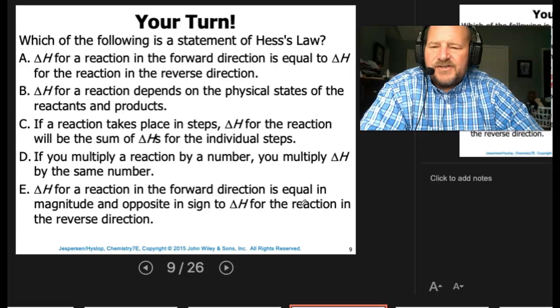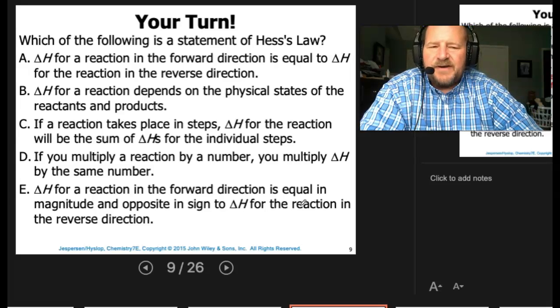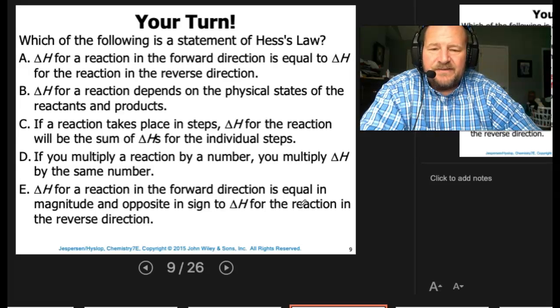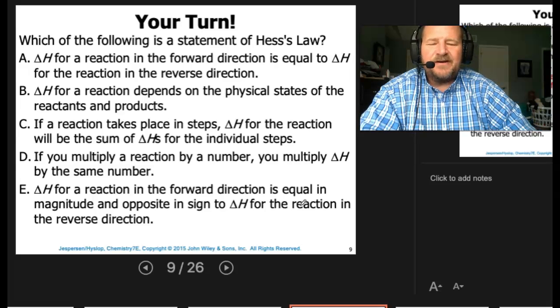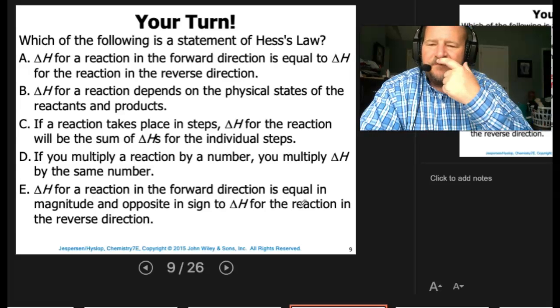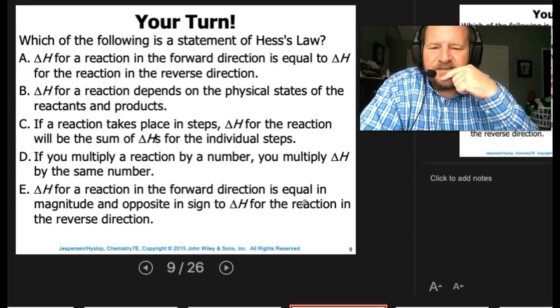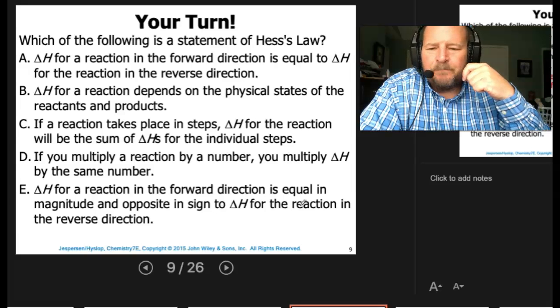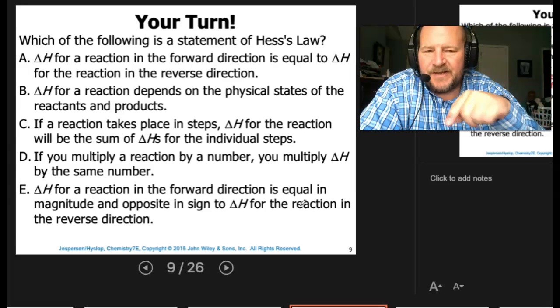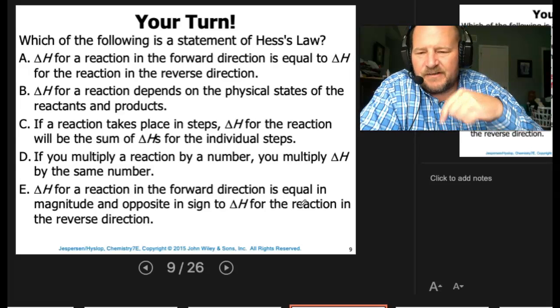Let's see, delta H for a reaction depends on the physical states of the reactants and the products. That's a true statement, but that's not really what Hess's law is talking about, right? If a reaction takes place in steps, delta H for the reaction will be the sum of the delta H's for the individual steps. That sounds like Hess's law. D, if you multiply a reaction by a number, you multiply delta H by the same number. That's a step we use while applying Hess's law.